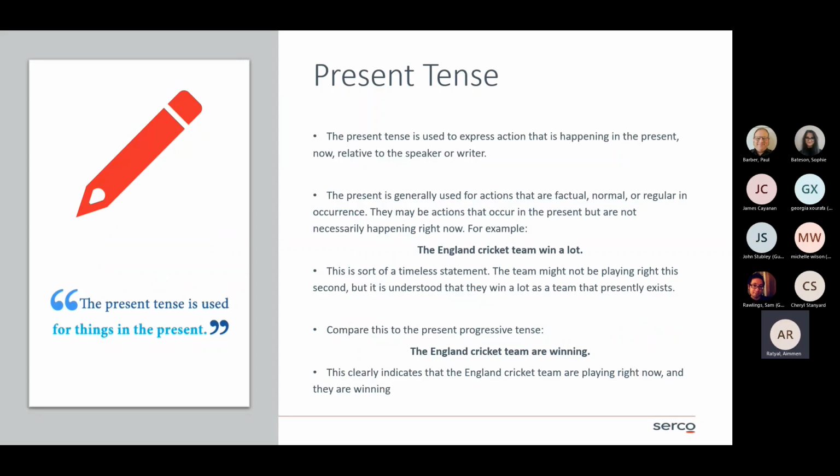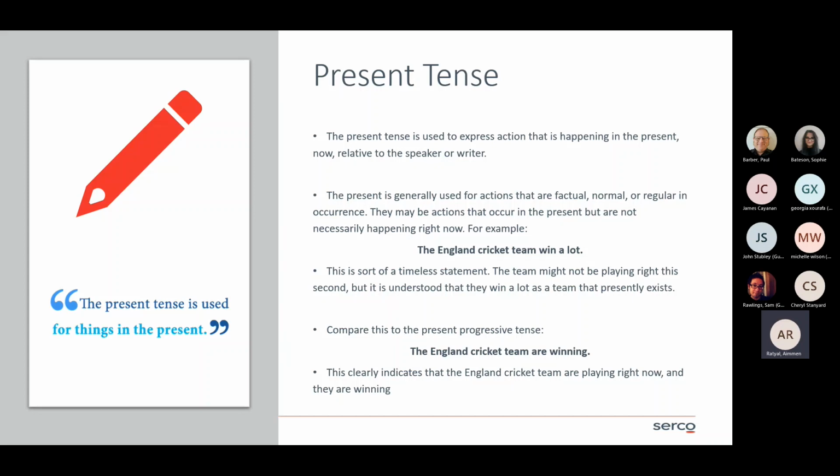The present tense. So the present tense is used to express action that is happening in the present now. So it's probably more relative to the speaker or the writer. The present is generally used for actions that are factual, normal or regular in occurrence. There may be actions that occur in the present but are not necessarily happening right now. So an example of this is the England cricket team win a lot. This is a sort of timeless statement. The team might not be playing at the current time. However, it's understood that they do win a lot as a team that presently exists.